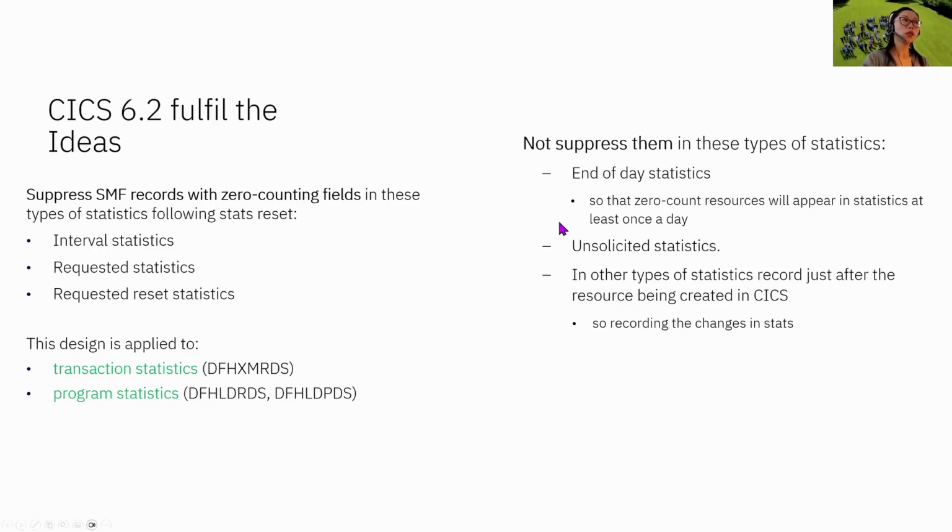But we will still produce those 0 counts at least once a day at end of day statistics. So it can appear in your stats, then you can still see, okay, in my region, I got those resources installed. The unsolicited stats is when you discard a transaction or when you uninstall a program. Those will still be produced, even if the usage is 0 for them. So you can see as a record to know those are discarded at that time.